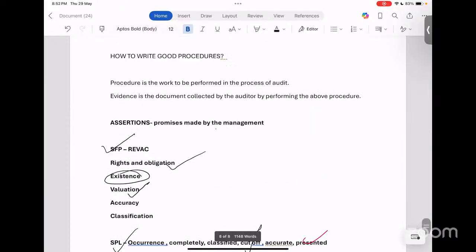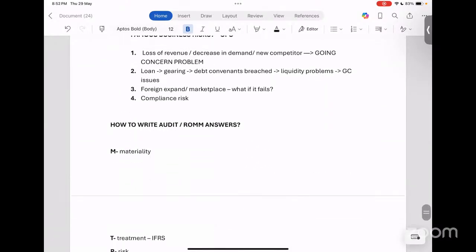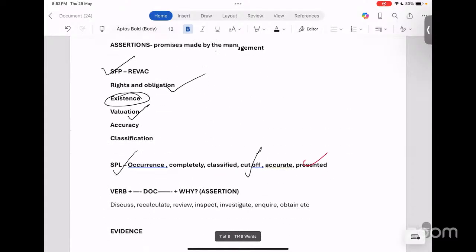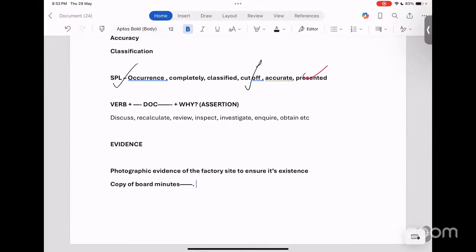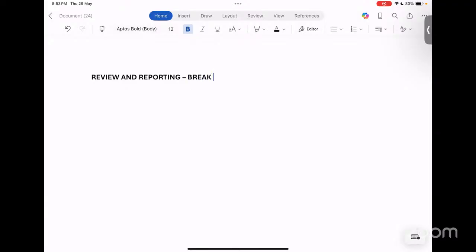So we have covered the planning stage of the audit with ethics, and we have covered the evidence and procedure stage of the audit. Now, next, what we have is the review and reporting part of audit. So this is what we are going to do after a 7-minute break. So let's take a break and get back to the review and reporting part. Please have a glass of water or something, because this topic is very important for question number 3, so that we can cover it really well.